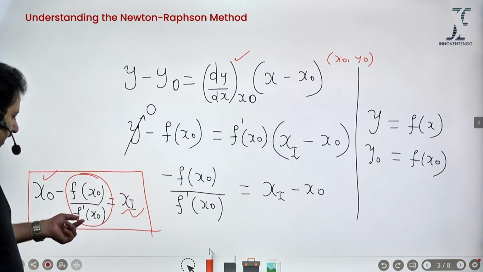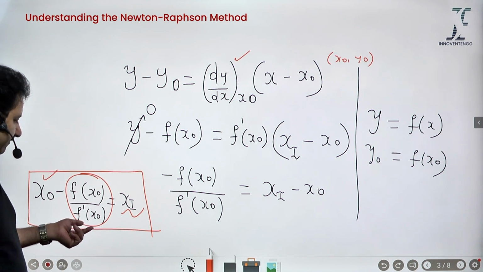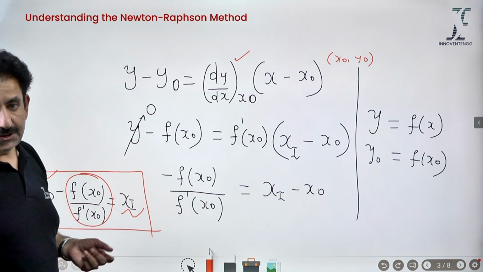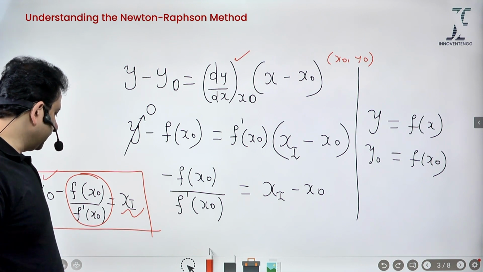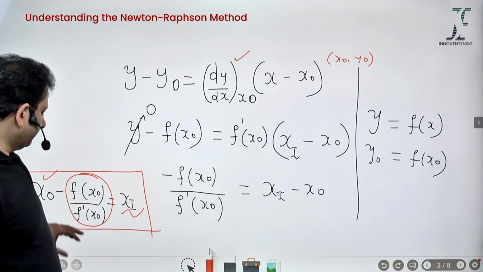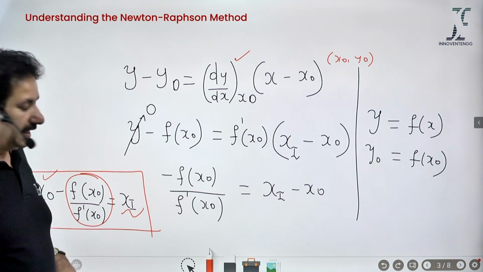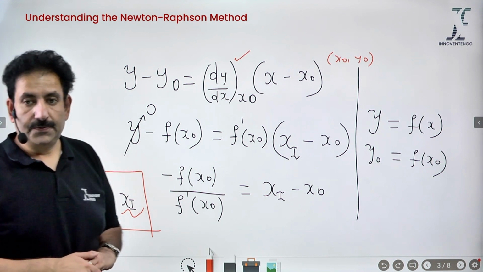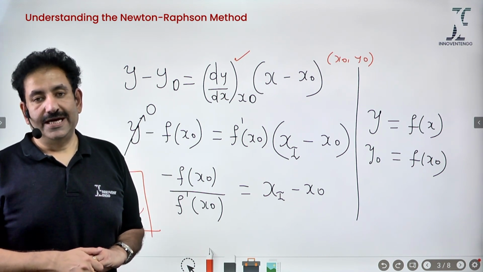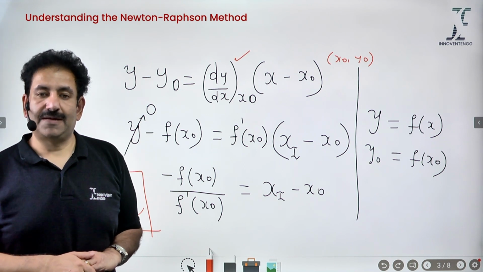But ensure that you don't have a situation where f dash of x naught goes to 0. It should be finite, because after all you are dividing. For this to be mathematically valid, you should make sure that it does not go to 0. So let's move on and look at numericals on Newton-Raphson method.